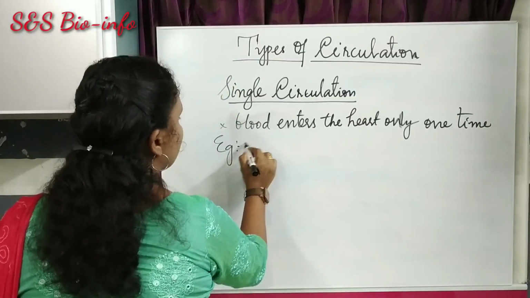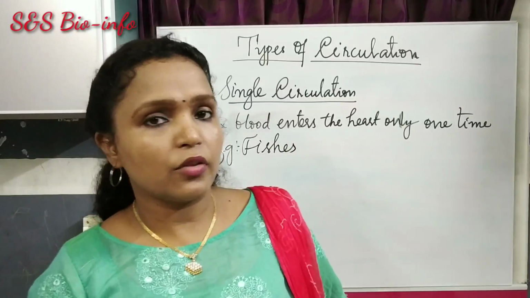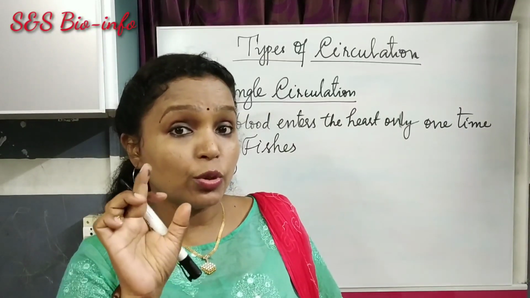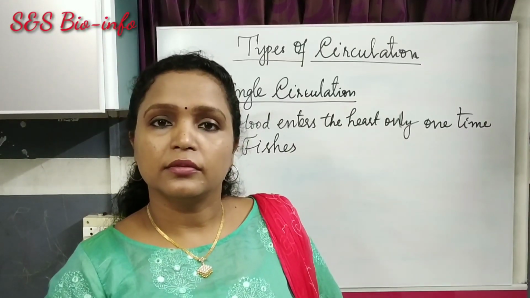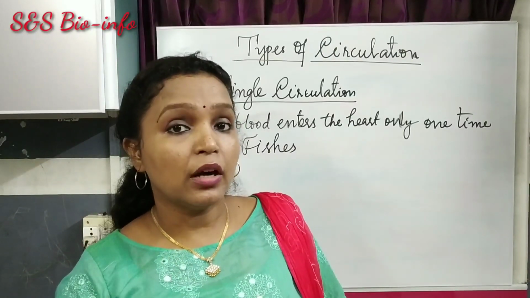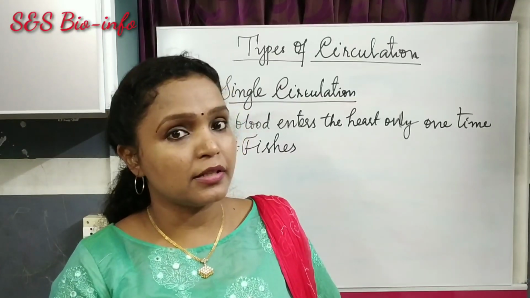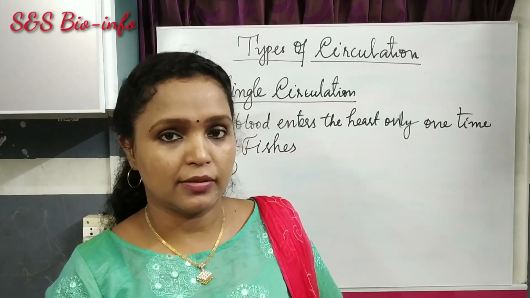Example, fishes. Fishes are vertebrates. They have a two-chambered heart. They possess one auricle and one ventricle. Now let's study how single circulation takes place in the heart of fishes.